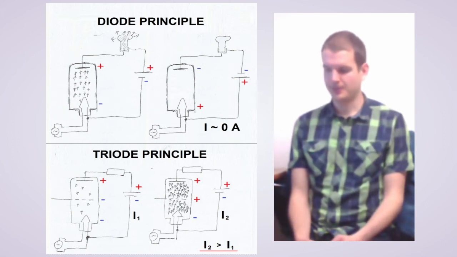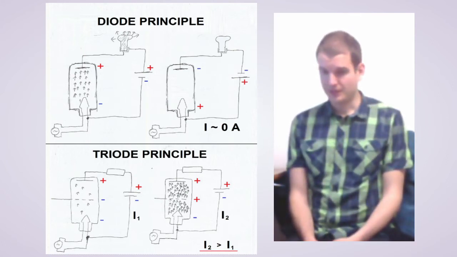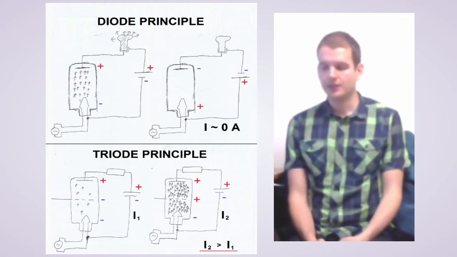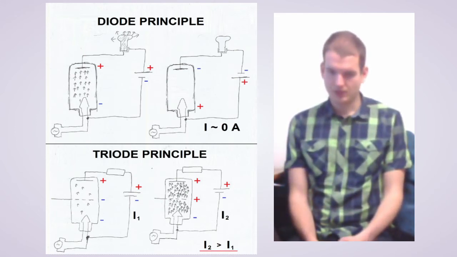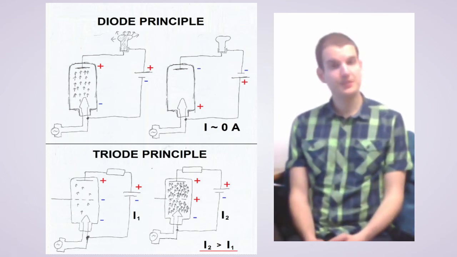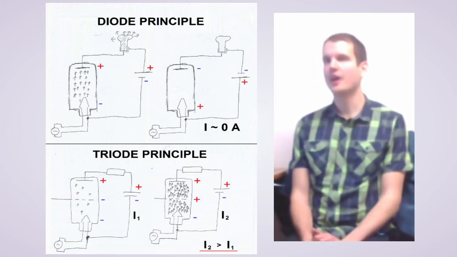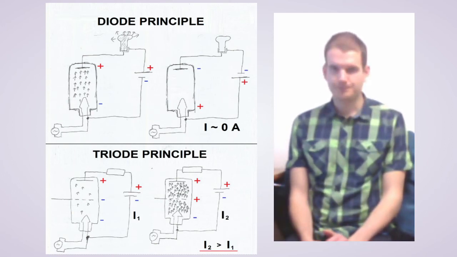If we add the third terminal, called grid, and connect it to the negative potential, we will see that the amount of electrons which flow through the vacuum tube will decrease. If we connect this grid to the positive potential, the current flow will increase. This means that we can regulate the strong current at the output by using a low voltage at the input.